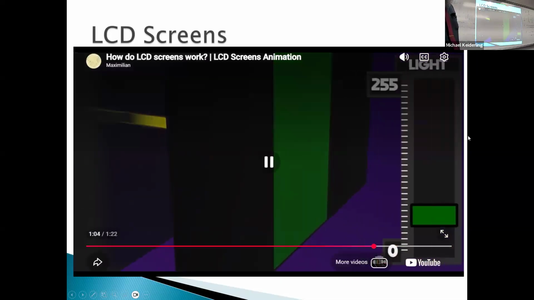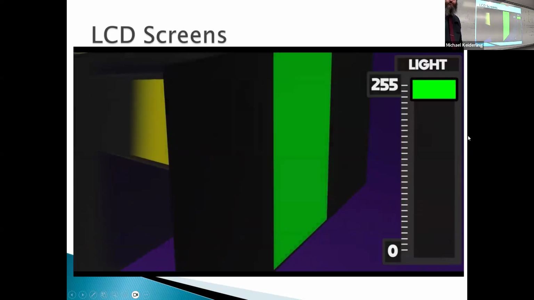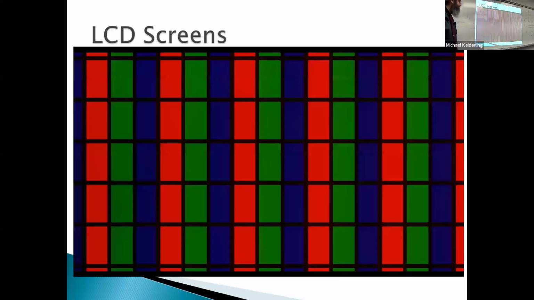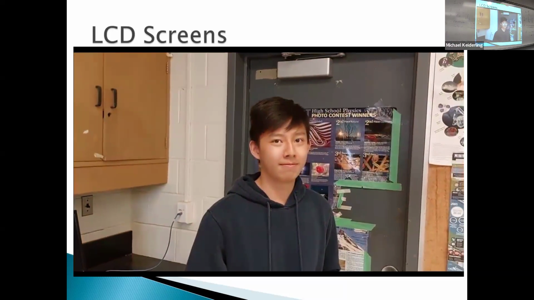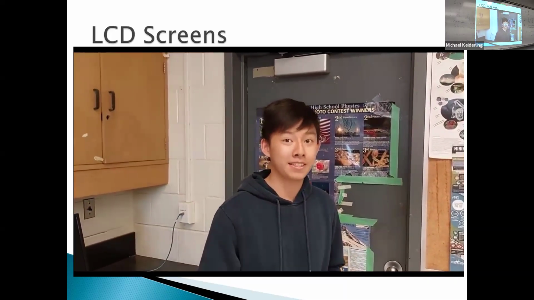This value increases depending on how much light it receives, scaling from 0 to 255. This means that every pixel is controlled individually, making for precise displays. LCD screens are truly incredible and fascinating. Thank you for watching.